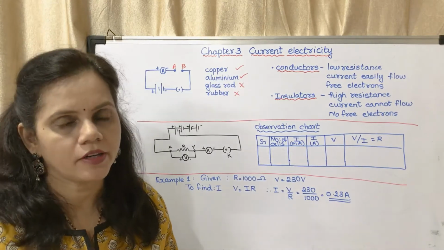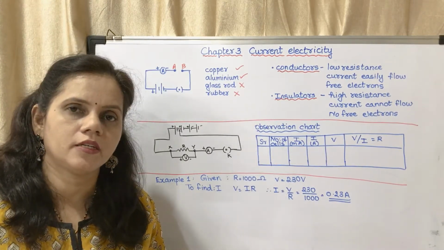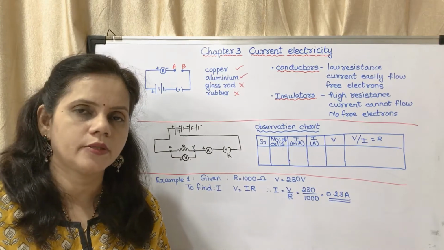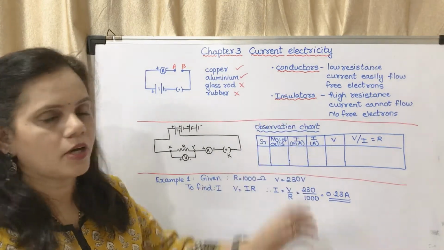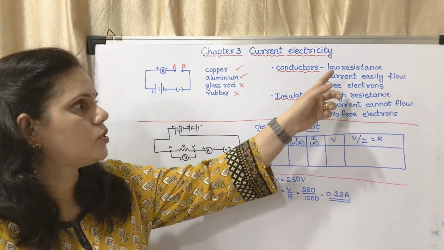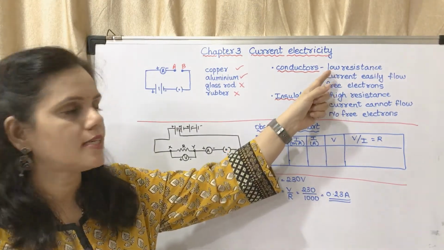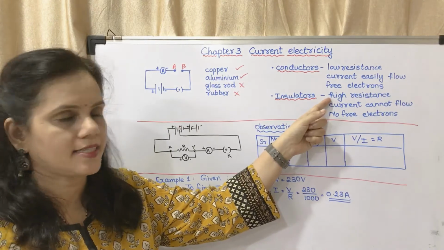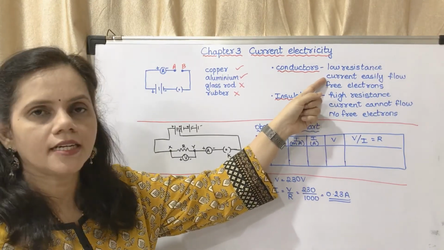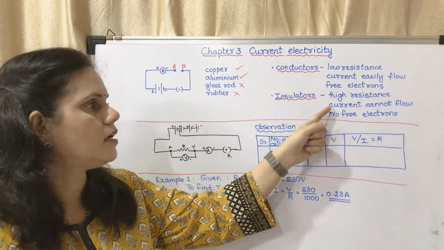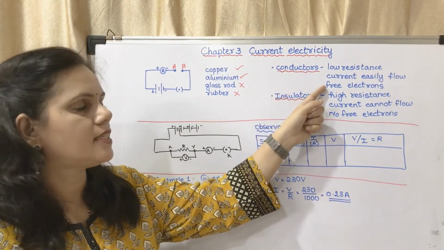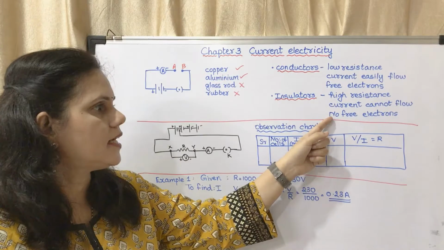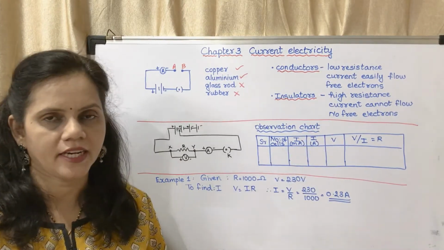It is very important while writing a distinguish between question. You could get a distinguish between question on conductors and insulators. 3 points I have given here. So conductors have low resistance, insulators have high resistance. Conductors, current easily flows through a conductor, whereas current cannot flow through an insulator. Conductors have free electrons, insulators do not have free electrons.